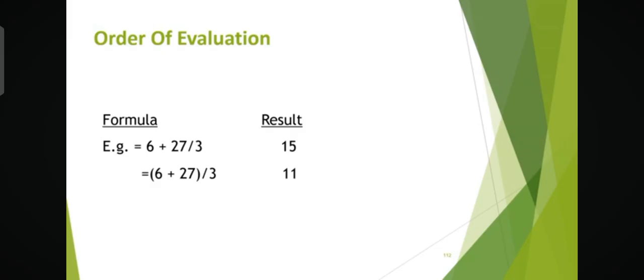So that means that 6 plus 27 would be the one to be taken first. So 6 plus 27 will give us 33. Then 33 divided by 3 will give us 11. All right.